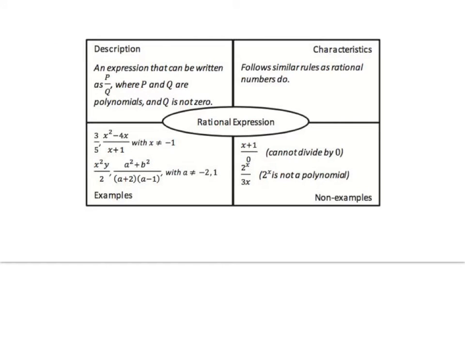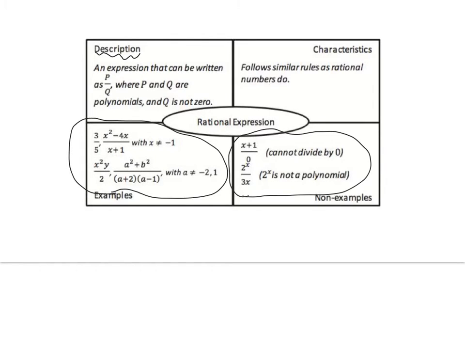Okay, rational expression. So a description. A rational expression can be written as P over Q, where P and Q are polynomials and Q is not 0. An example: there are lots of examples. Characteristics: it follows similar rules as rational numbers do. And non-examples: we cannot divide by 0, and a number raised to a variable is not a polynomial, so it's not an example of a rational expression.